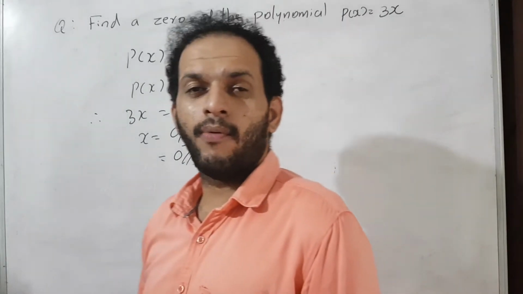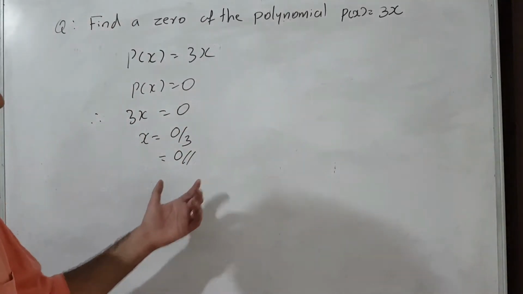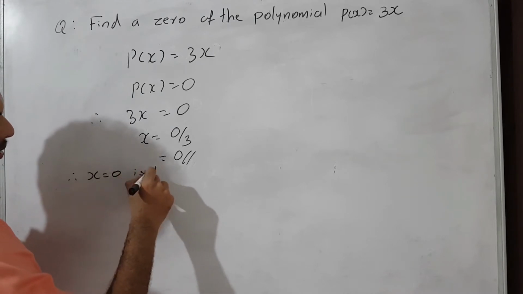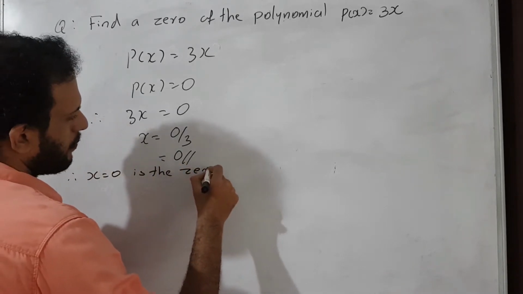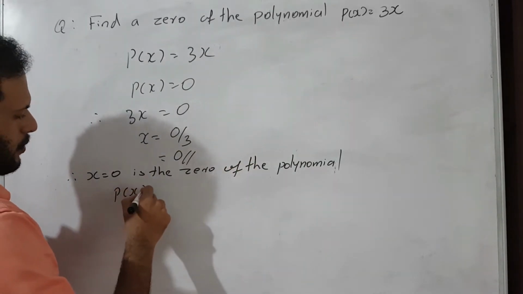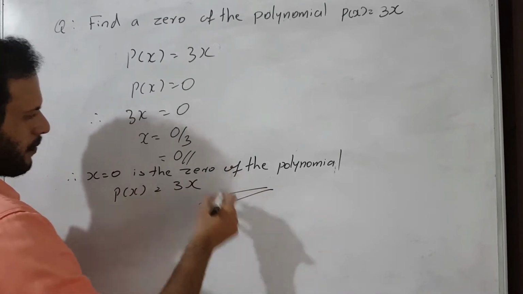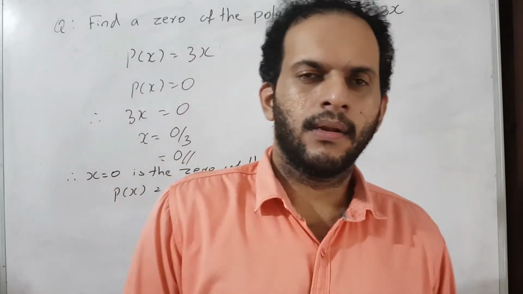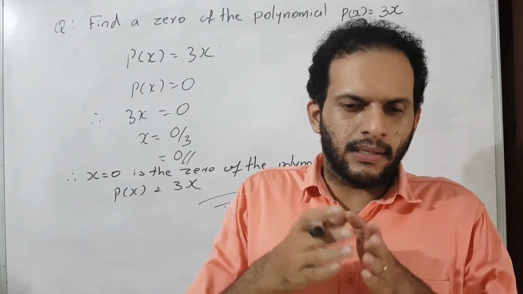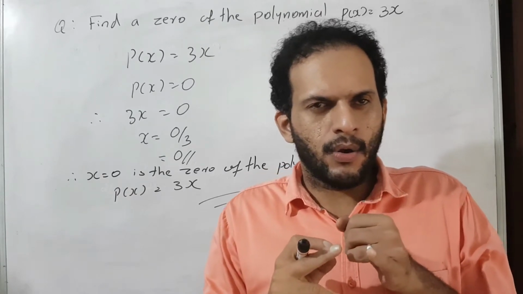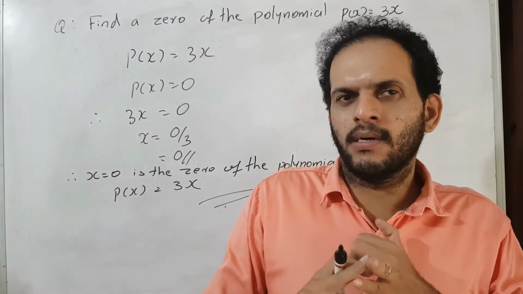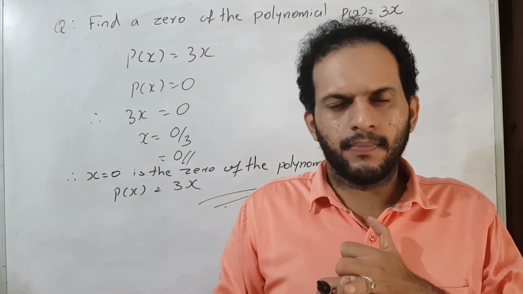So what is the 0 of this polynomial? The 0 of this polynomial is 0. So we conclude x is equal to 0 is the 0 of the polynomial p of x is equal to 3x. Okay? Then I think you got the idea of how to check whether the given number is a 0 of the polynomial or not, and how to find the 0 of a given polynomial.